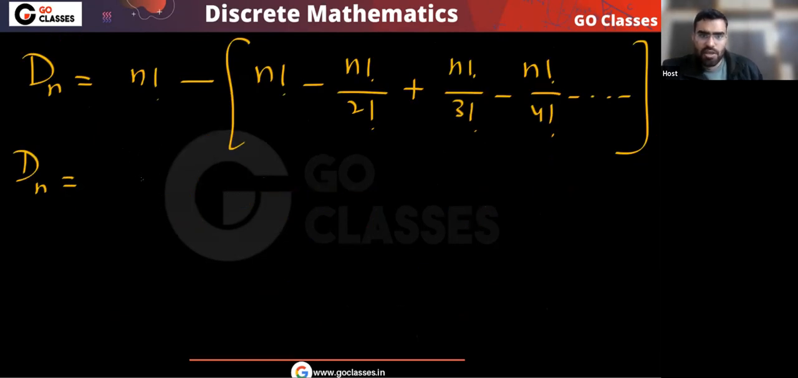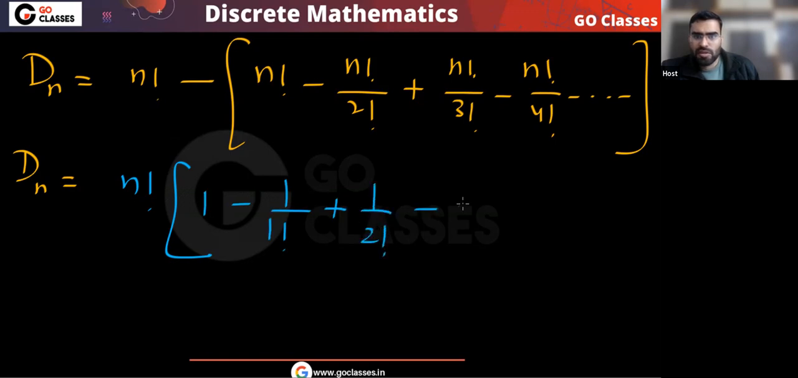Anyway, this is the formula. So finally, what are we doing here? This will be n factorial, you can take out. So this is cancelled and n factorial you can take out. So here you can say 1 minus 1 by 1 factorial plus 1 by 2 factorial minus 1 by 3 factorial plus 1 by 4 factorial and so on. So this is your final answer.